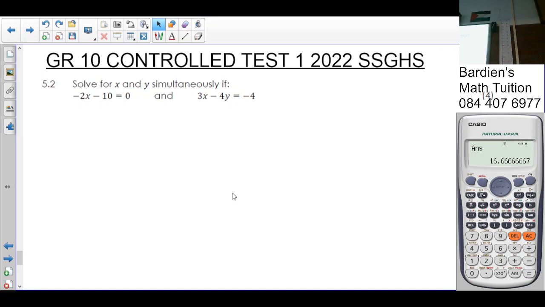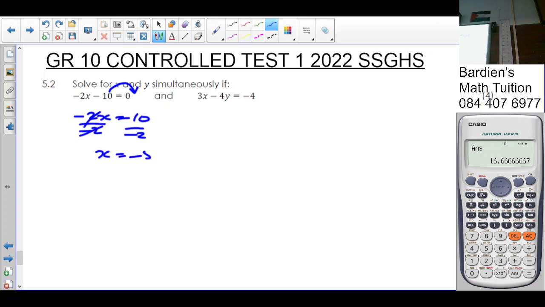He says solve for x and y simultaneously. So firstly we're going to solve for x in this case. So you take negative 10 over, so negative 2x is equal to 10. Divide by negative 2 both sides, so x is equal to negative 5.